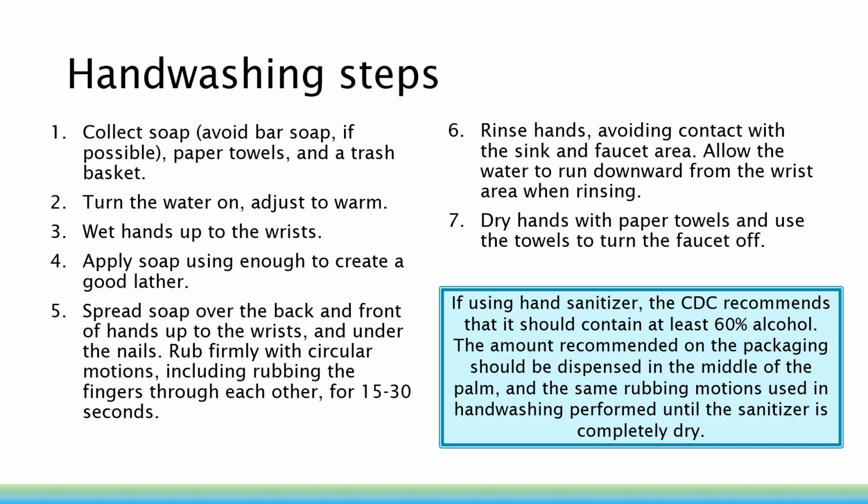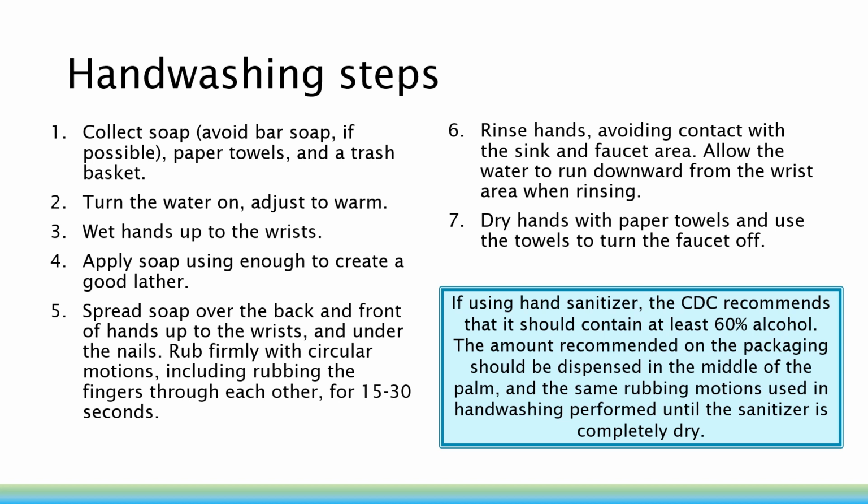Then you will spread the soap over the back and the front of the hands, up to the wrist and under the nails. Rub firmly with circular motions, including rubbing the fingers through each other, for at least 15 to 30 seconds. The longer, the better. Try to go for at least 30 seconds. Rinse hands, avoiding contact with the sink and faucet area. Allow the water to run downward from the wrist area when rinsing. Then you should dry your hands with paper towels, or use the towels to turn the faucet off.